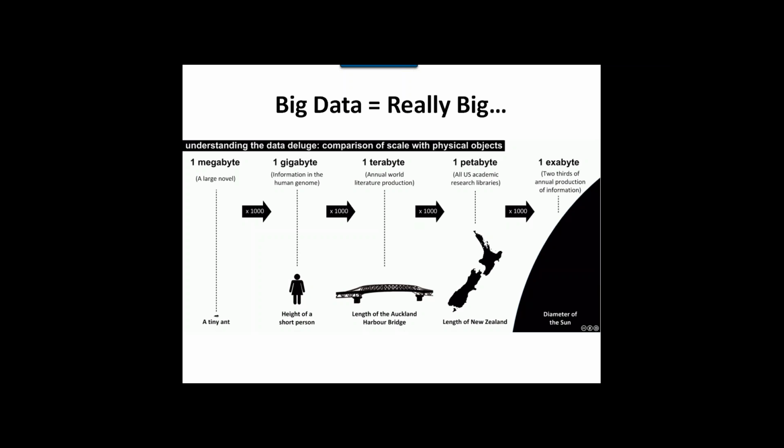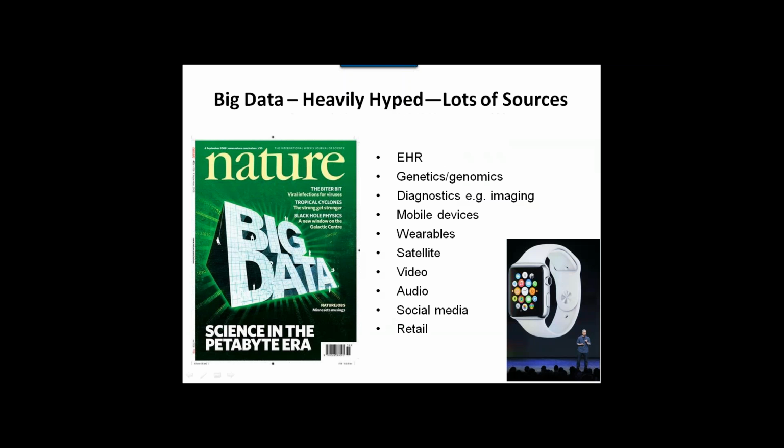A terabyte is another 1,000 times bigger, which is an analog there is the annual world literature production, and it's also the length of the Auckland Harbor Bridge. If you go another 1,000 times up, you get to a petabyte, which is all the output in U.S. academic research libraries. And if you go even another 1,000 times up, you get to the diameter of the sun. So the amount of data that we have is just increasing dramatically.